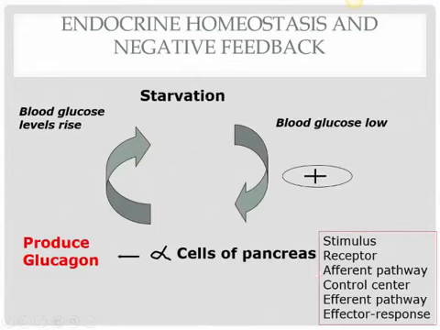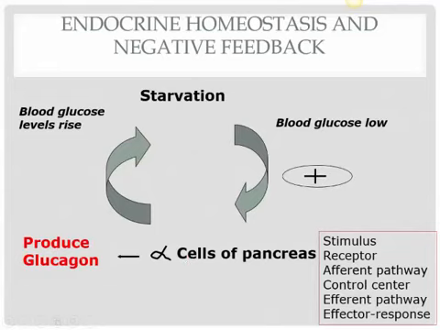Let's say somebody was starved. So they hadn't eaten. Let's say you had breakfast and then you hadn't eaten for 2 days. So you're starved. Starvation is the stimulus. Your blood glucose levels will fall. That will stimulate the pancreas. In the pancreas, we have certain cells which are called alpha cells of the pancreas.